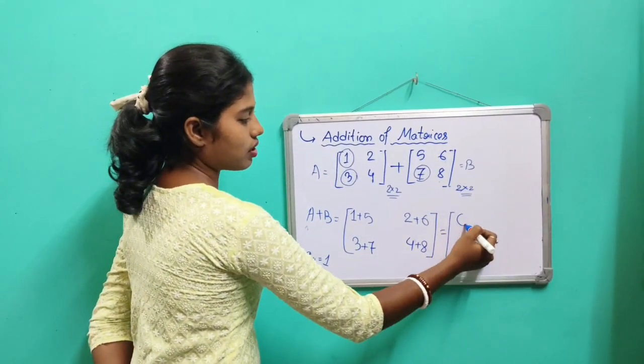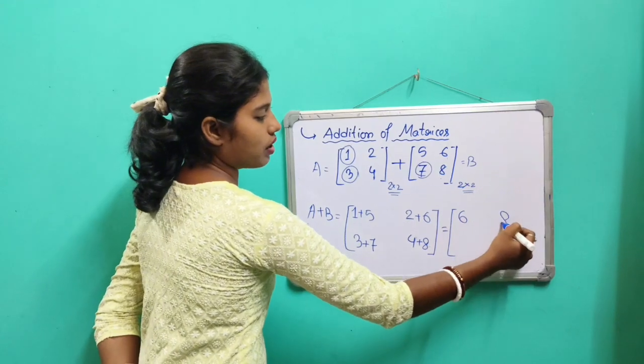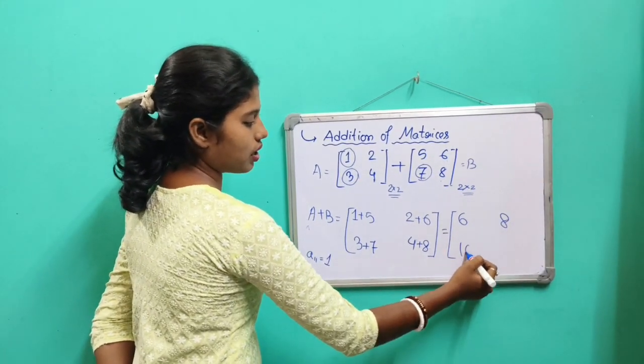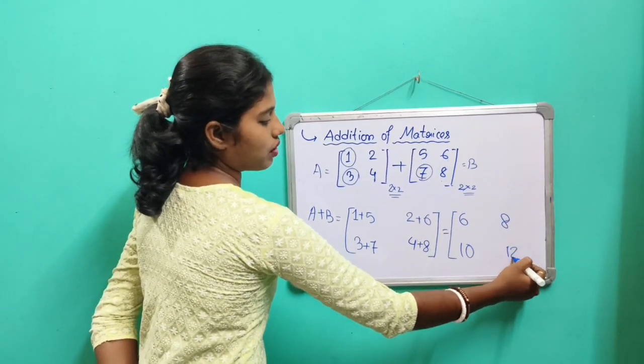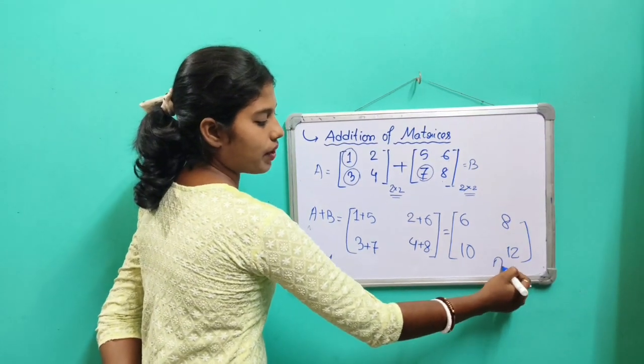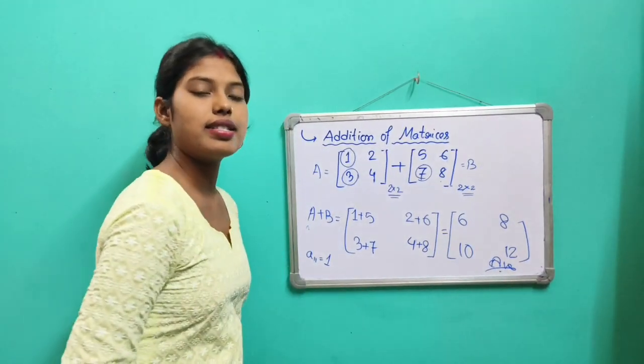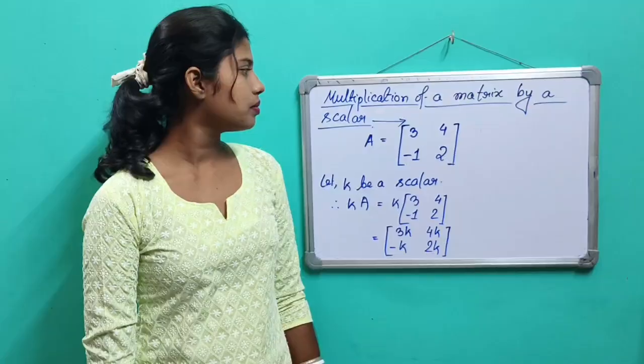1 plus 5 is 6. 2 plus 6 is 8. 3 plus 7 is 10. And this one is 12. So this is the answer of the addition of matrices.